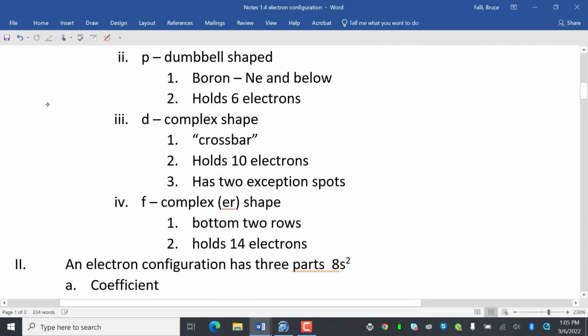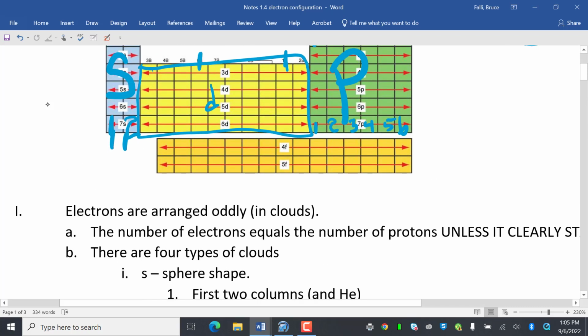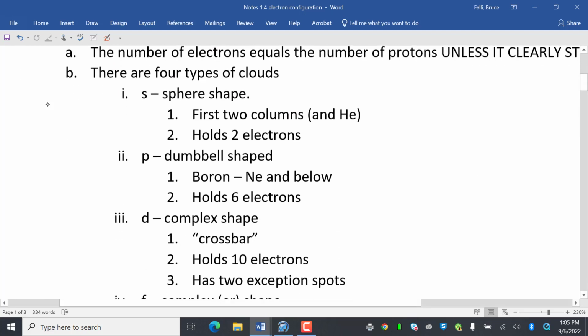F is even more complex. I put complexer to be funny. They're the bottom 2 rows, and they hold 14 electrons. Okay. So, oops, I'm looking at a bad periodic table online. I'm glad I gave you guys a good one. Okay, I got a good periodic table now.